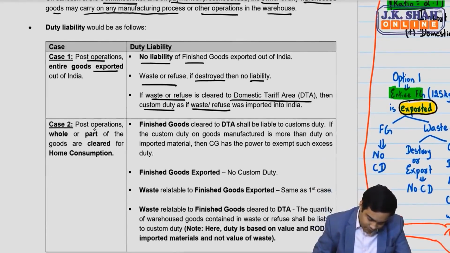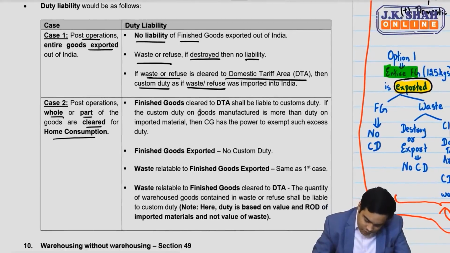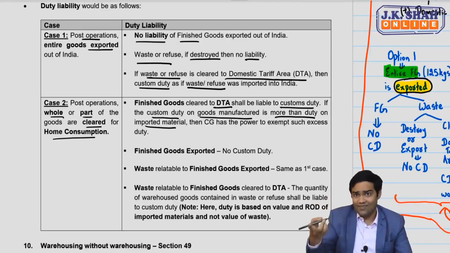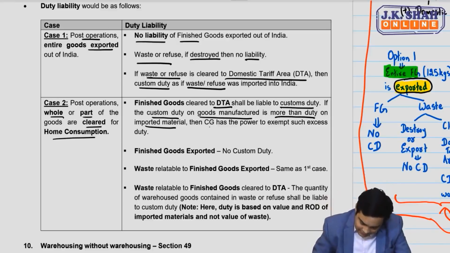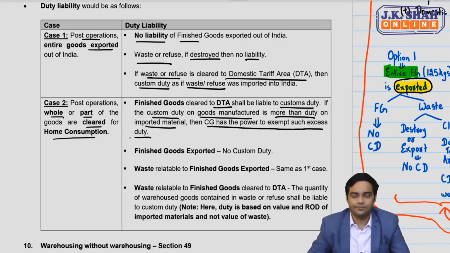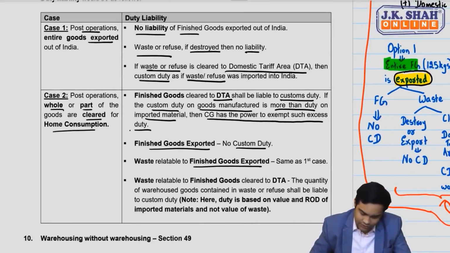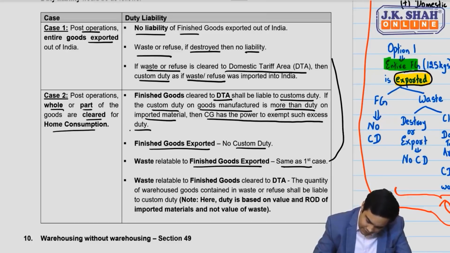Case 2. Post operations, whole or part of goods are cleared for home consumption. Finished goods cleared to DTA will be liable to custom duty. If custom duty on goods manufactured is more than duty on imported material, if custom duty on knife is more than the steel, then central government has the power to exempt such excess duty. Finished goods exported, no custom duty. Waste relatable to finished goods exported, same as first case. You better give an arrow like this. That is these two.